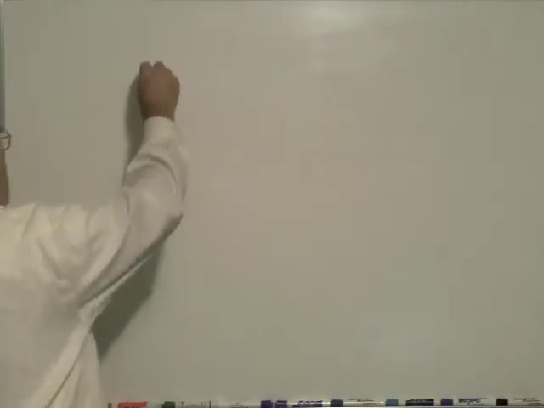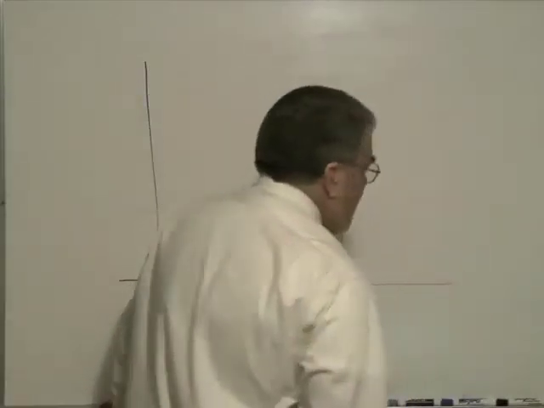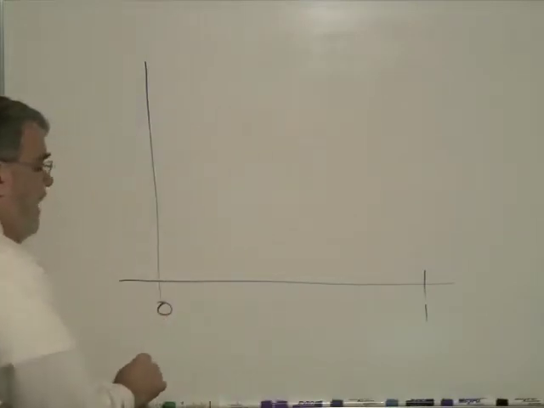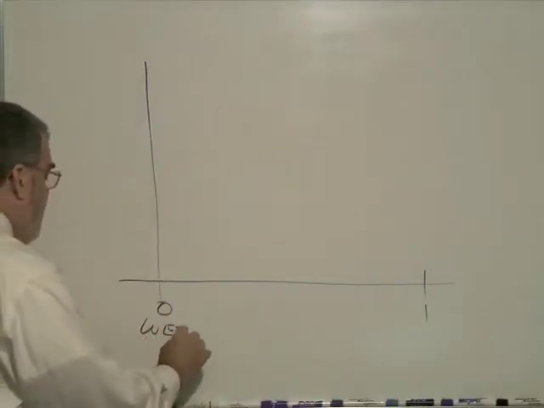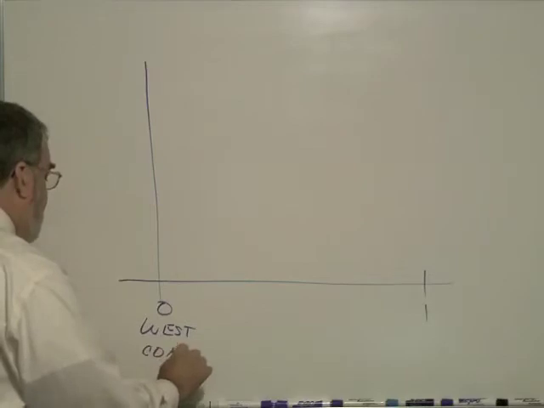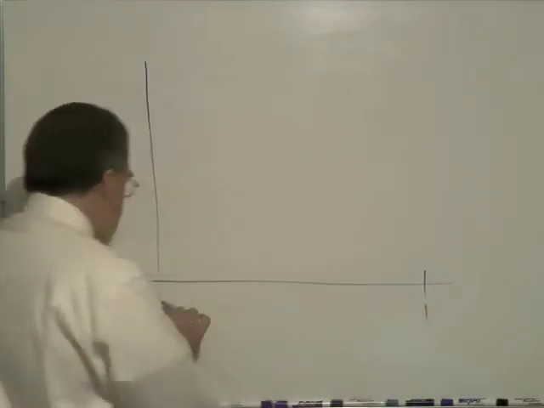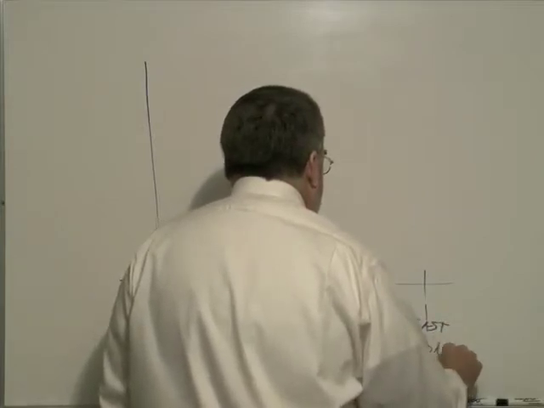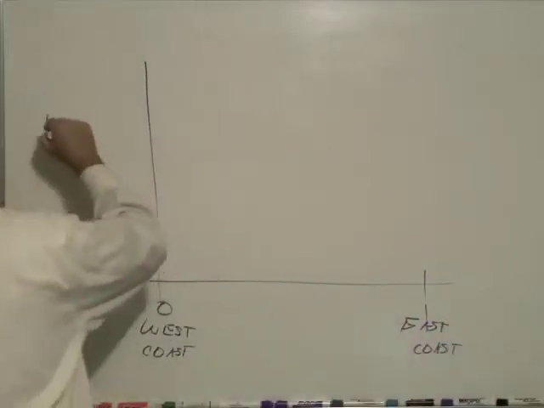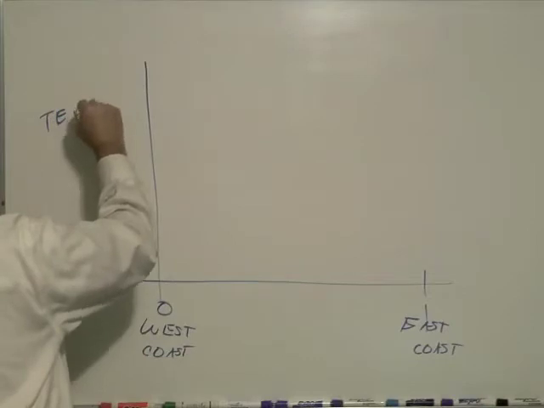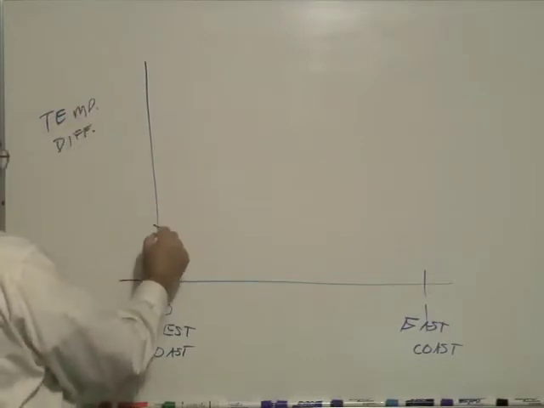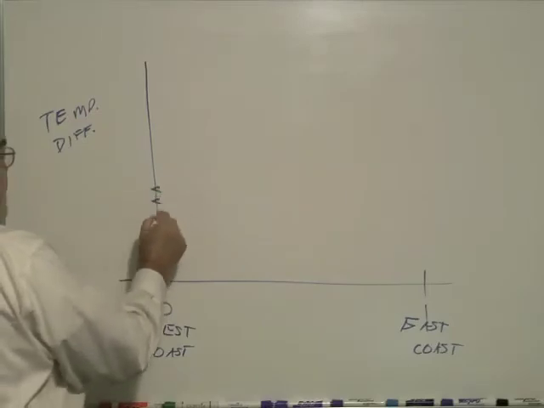So the author plotted the data and arbitrarily assigned a value of 0 for West Coast states and a value of 1 for East Coast states. And then here are the temperature differences.